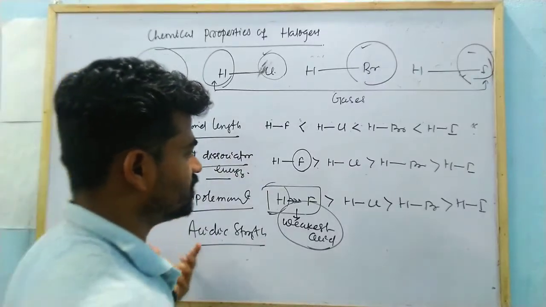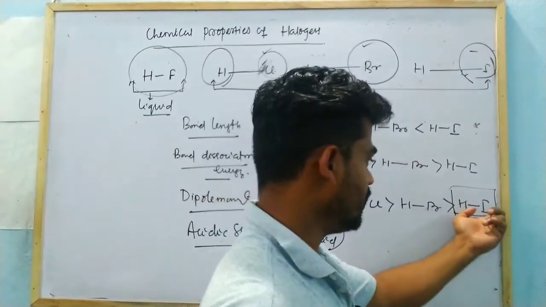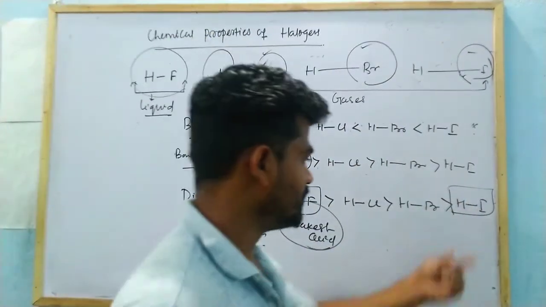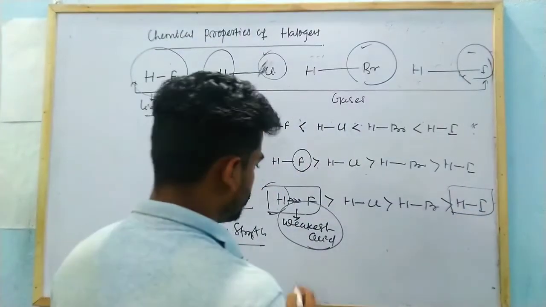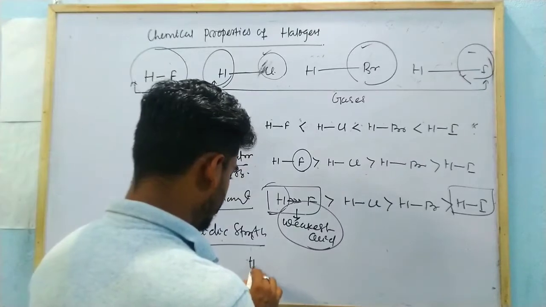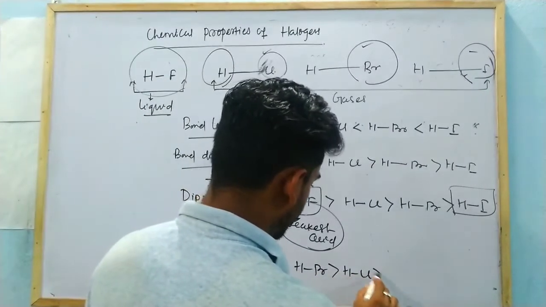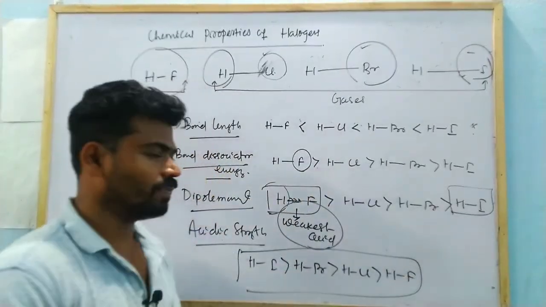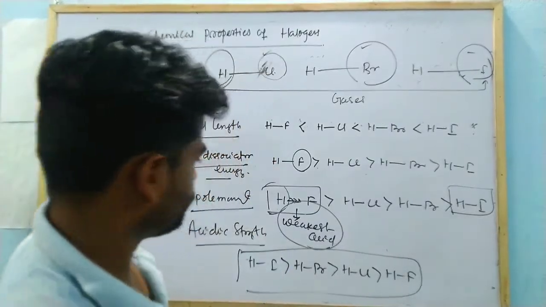Okay, so the strongest acid will definitely be hydrogen iodide, because of large bond length. The removal of a proton will be easy in case of HI due to easy cleavage of this covalent bond. So the order becomes like this: HI will be the strongest acid, then HBr, then HCl, and the final one, HF. So this is the acidity order of halogen acids. Okay, clear.